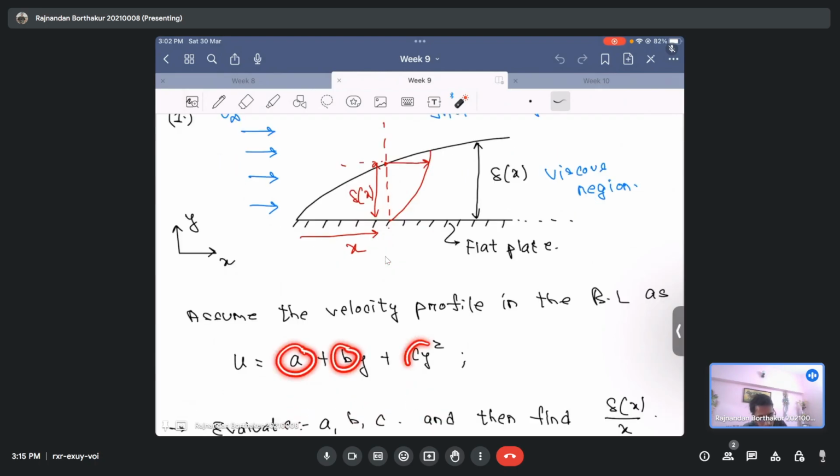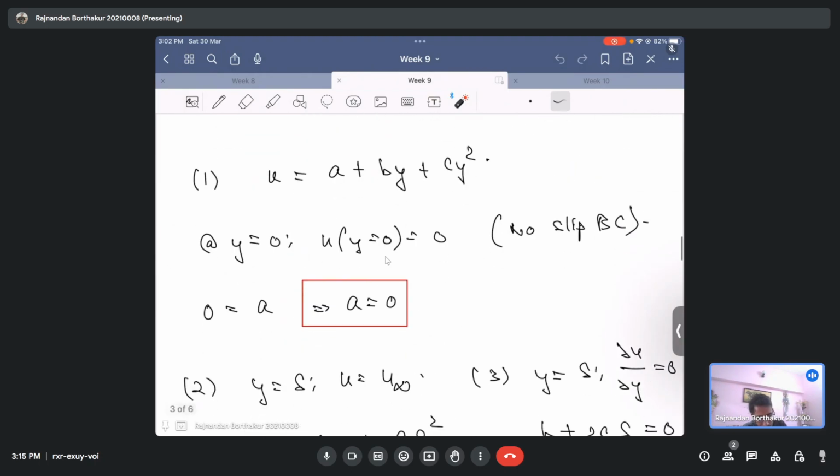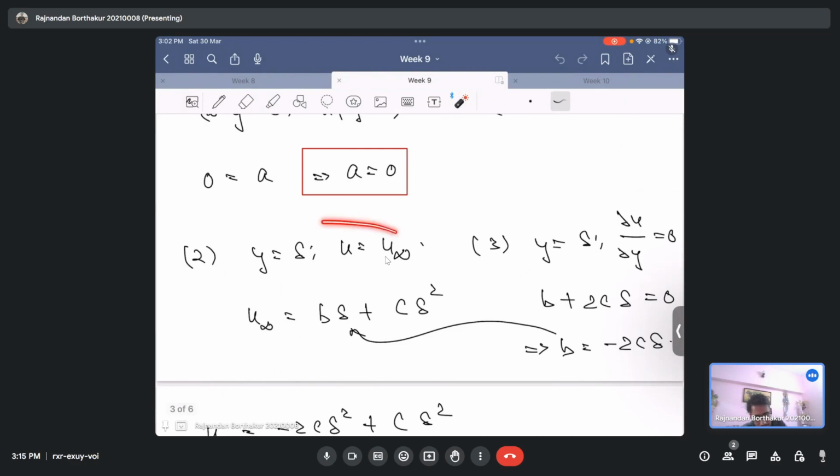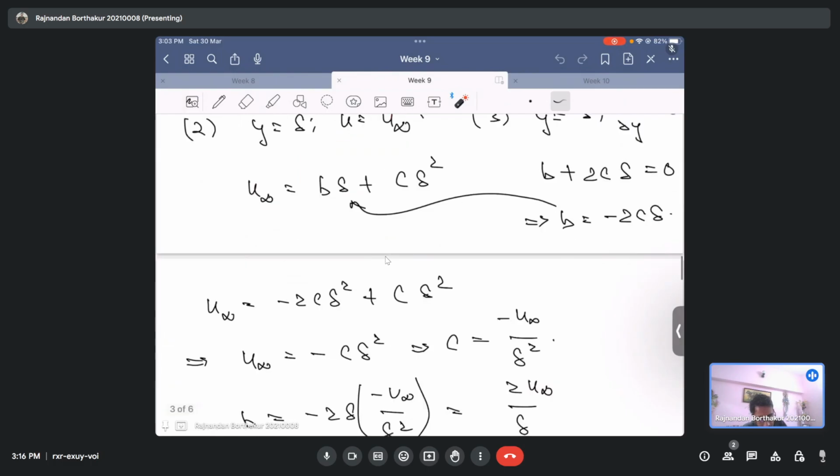Since it's a parabolic profile, we require three boundary conditions. We applied the no slip boundary condition here and evaluated the constant a. Then we said that at y equal to delta, that is at a distance when my coordinate is approximately equal to the boundary layer thickness, my velocity u is u infinity. And using the fact that at the intersection of the inviscid and the viscous regions, the shear stress diminishes to 0, we evaluated the constants a, b, and c.